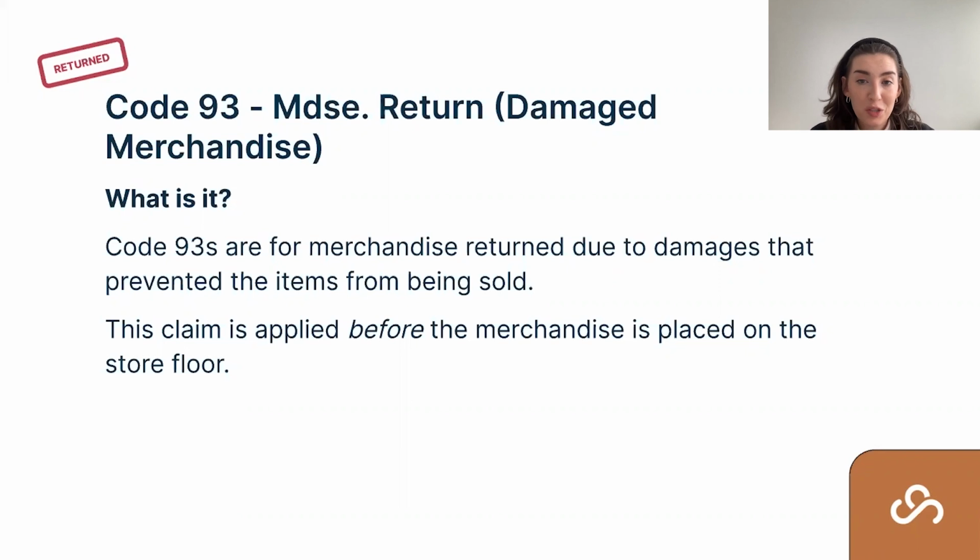So just to recap, it's damaged, but could be returned to the supplier, and it hits before the merchandise is placed on the store floor. And this is another one that we see a lot of, concealed shortages or additional deductions placed on code 93s.